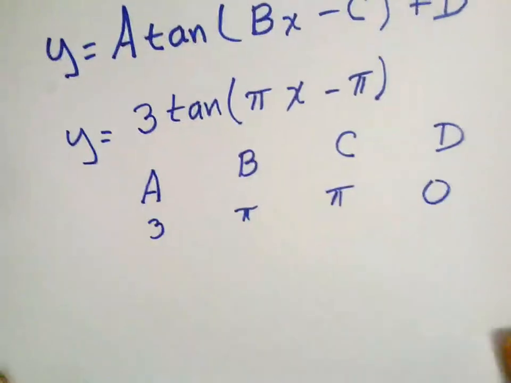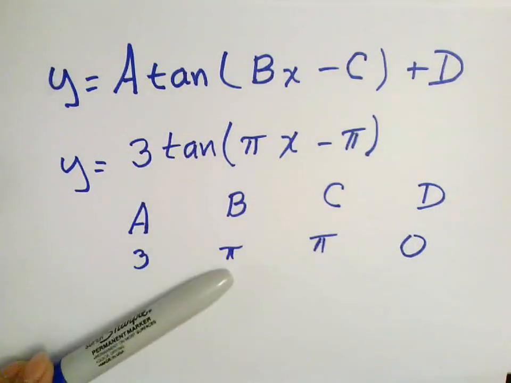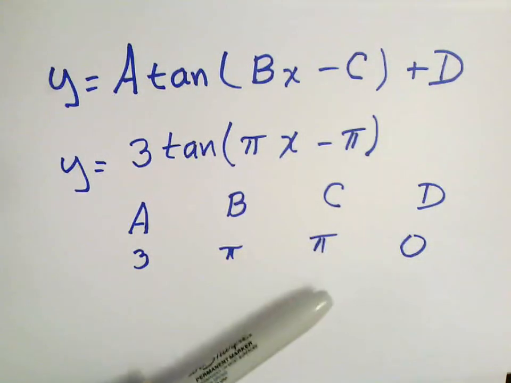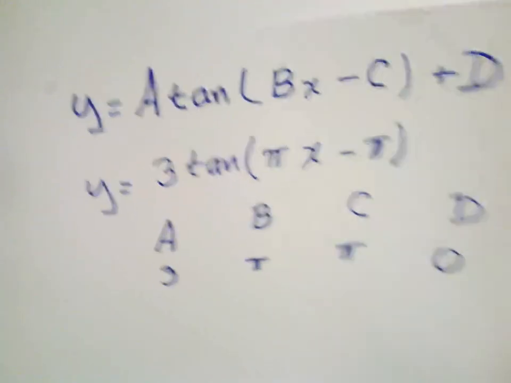We're going to start looking at our equation, and we're going to put it into the standard form. So here you see that the a is 3, the b is pi, the c is pi, and there is no d, so that means that it's 0. So our horizontal axis will be y equals 0, which is the x-axis. The first thing we're going to do is step 1. We're going to solve our inequality.